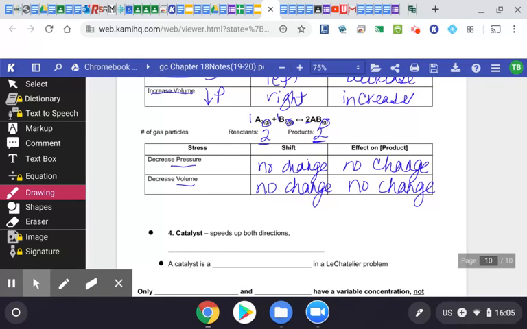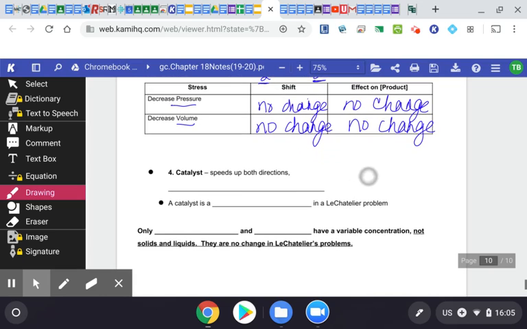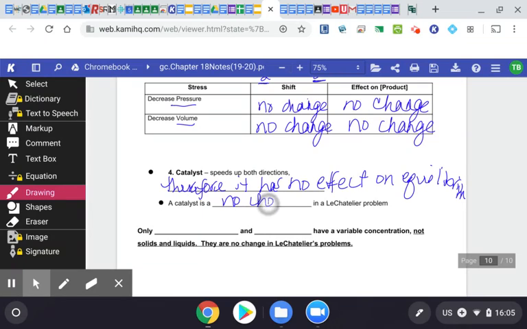All right, a couple more ideas that we have to look at with Le Chatelier's principle. A catalyst speeds up both directions, the forward and the reverse direction. Therefore, it has no effect on equilibrium. So whenever you see a problem where it says add a catalyst, it's going to be a no change for Le Chatelier's problems.